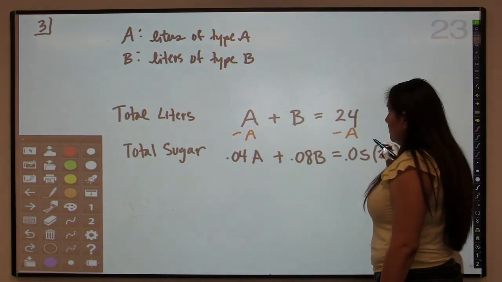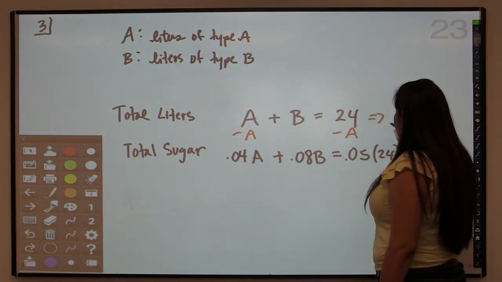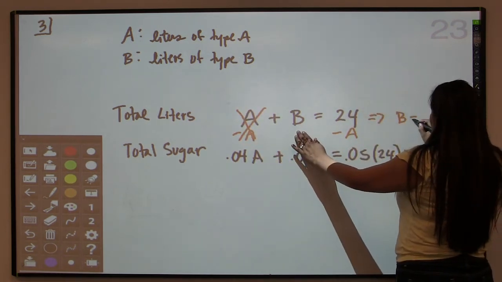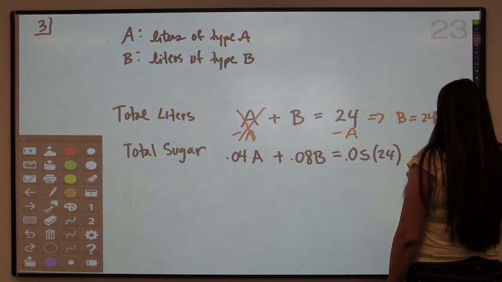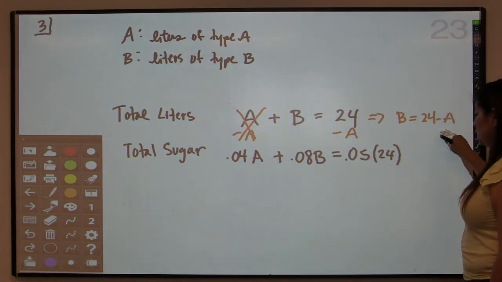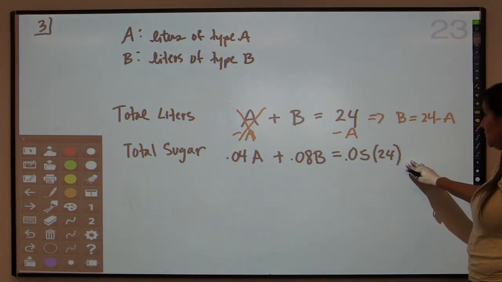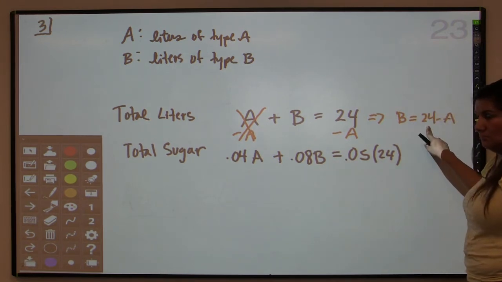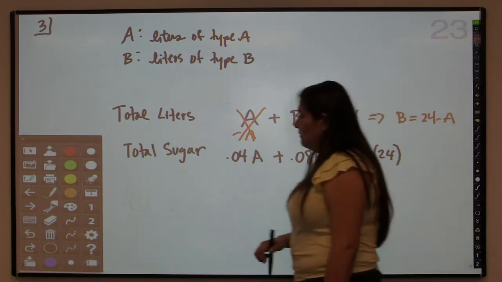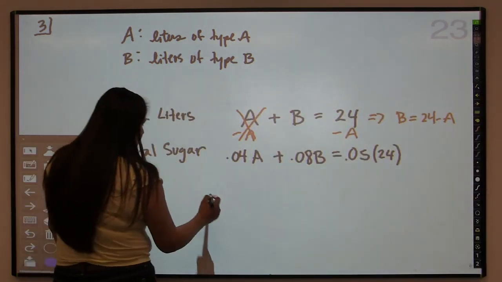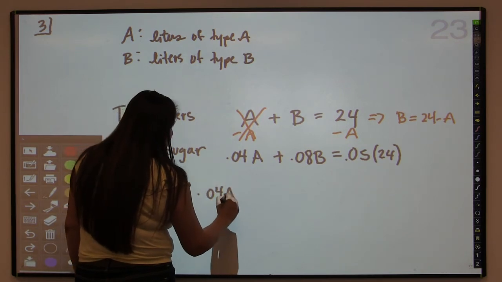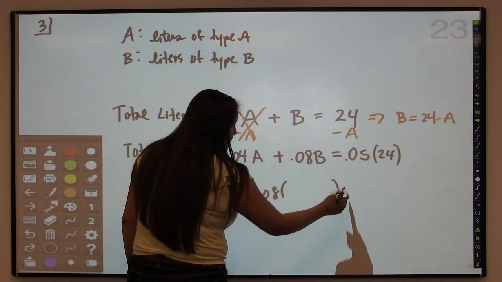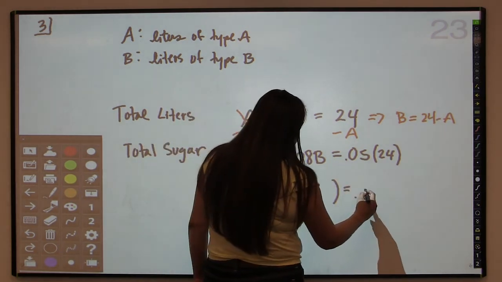And if I subtract A from both sides, then this equation will become B, because these A's will cancel. So I will get B equals 24 minus A. So now I have this equation, and so the easiest thing to do is to now replace or substitute B with B in the second equation. So here we go. I'm going to get 0.04A plus 0.08, and instead of B, I'm going to replace that with my previous equation.